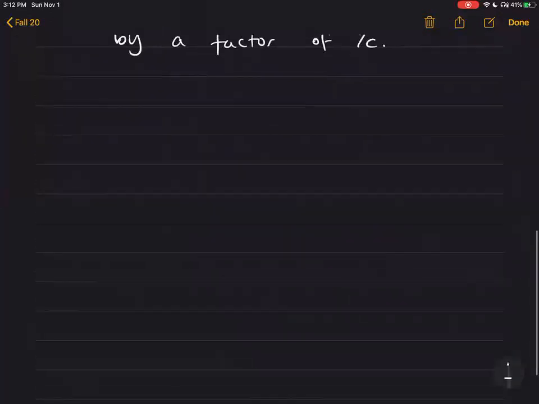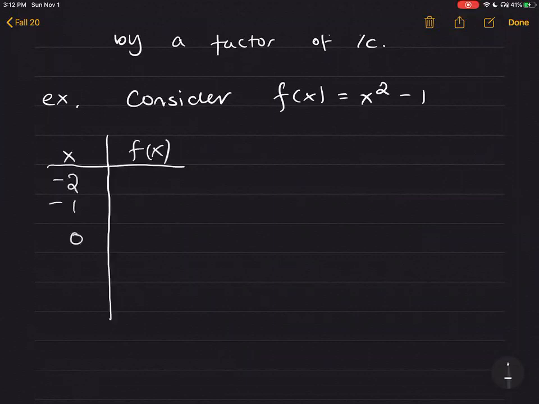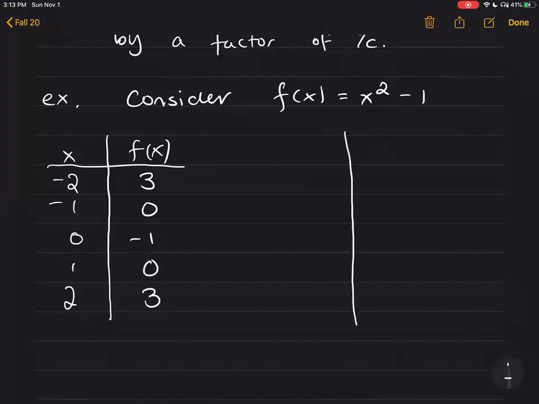So for our example, let's consider f of x, and let's do something simple again. Let's just do x squared minus 1. Okay, and let's graph this first with my usual 5 favorite points. So -2, -1, 0, 1, and 2. And if you plug these values into the function, you're going to get 3, 0, -1, 0, 3.